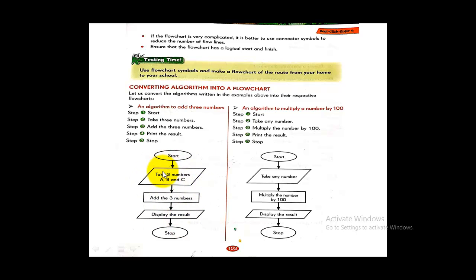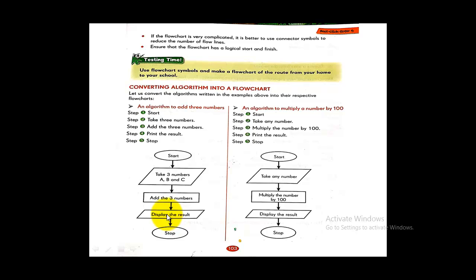Input is in a parallelogram, and when we display or print the result, that is output, also in a parallelogram. The process is in a rectangle. Input, output. So we take three numbers as input, then display the result and print the result.